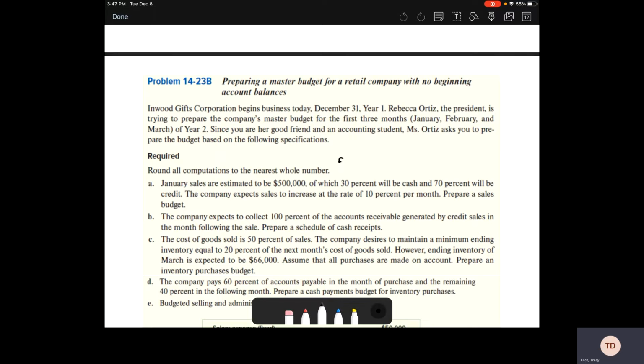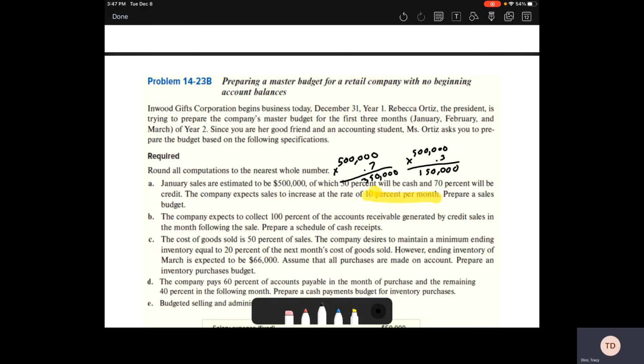So 500,000 times 0.7 is going to be 350, and 500,000 times 0.3, or you could take 500,000 minus 350, and you get 150,000. So $150,000 are done with cash sales and 350,000 are done with credit. And then the company expects that our sales are going to increase at the rate of 10% per month.